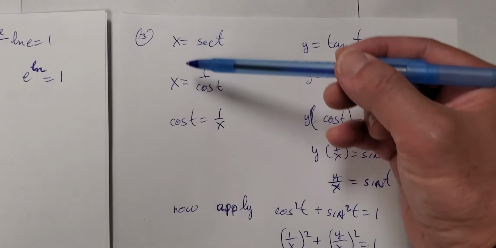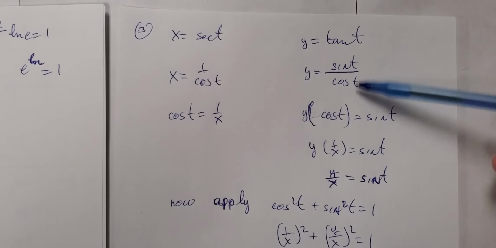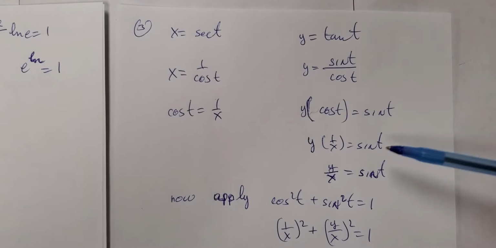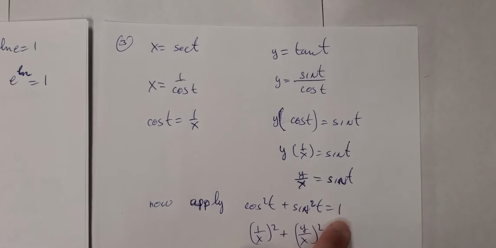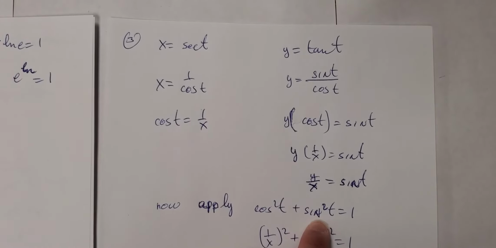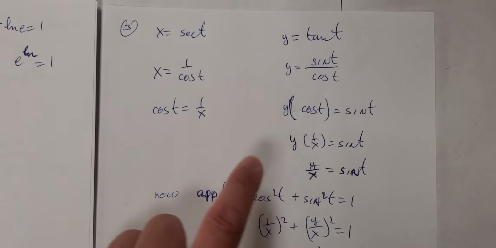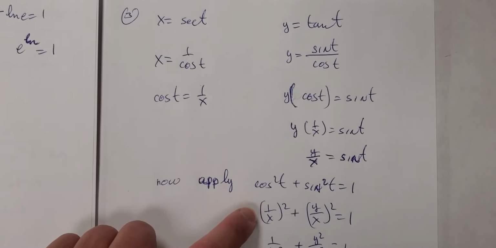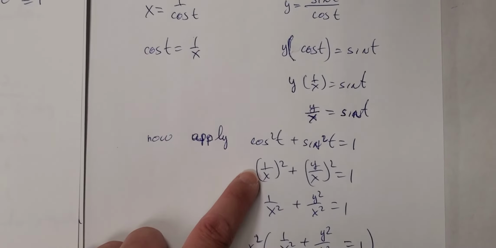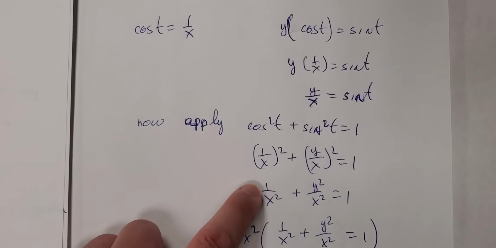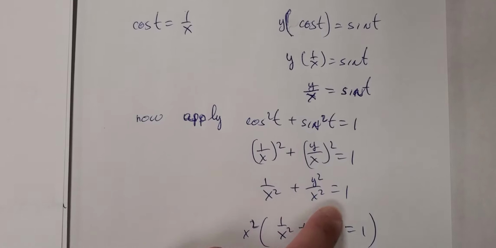So again, on the left, we want cos to be by itself. On the right side, we want sine to be by itself. And here's the reason: so that we can use cos squared plus sine squared equals 1. If you remember, this is another Pythagorean trig identity. Well, we know what cos is, just plug it in, 1 over x. We know what sine is, y over x. And then do your algebra. So 1 over x squared is just 1 over x squared, and y over x squared will be y squared over x squared, equals 1.